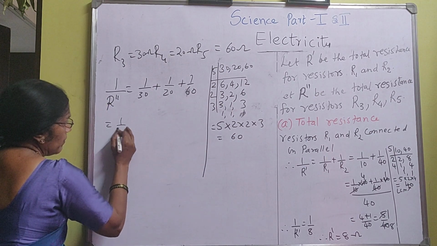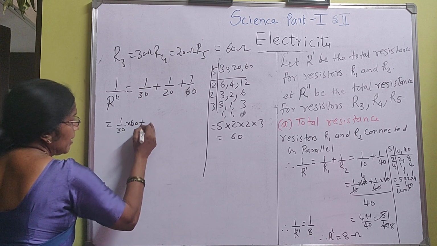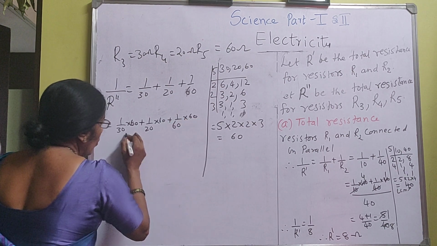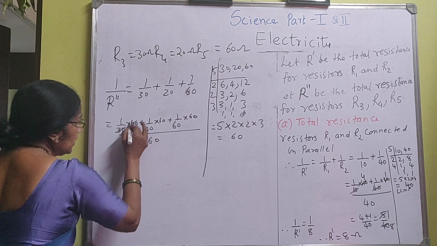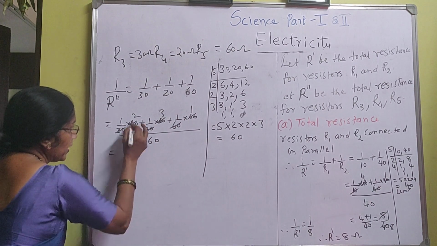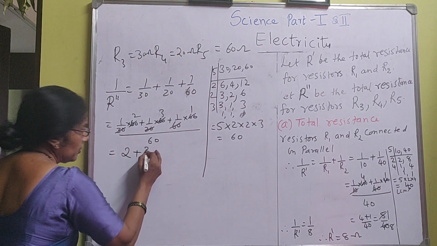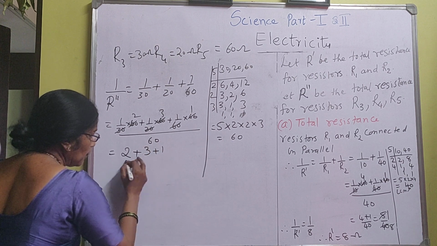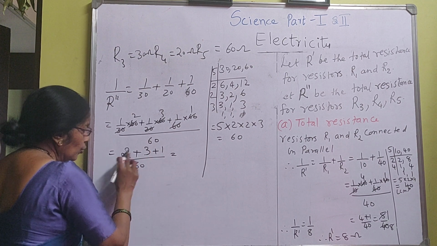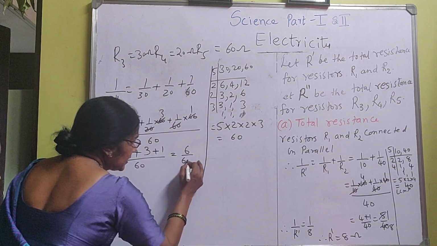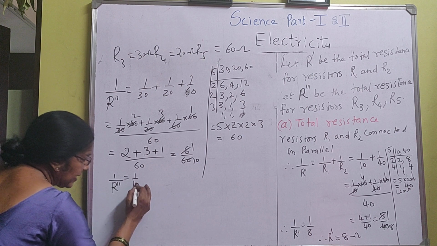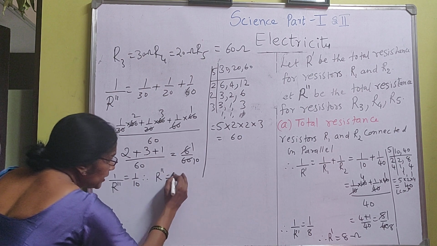Now let us take 1 by 30 into 60 plus 1 by 20 into 60 plus 1 by 60 into 60, whole divided by 60. 30 2s are 60, 20 3s are 60, 60 1s are 60. So we get 1 into 2 is 2 plus 1 into 3 is 3 plus 1 into 1 is 1, divided by 60. 2 plus 3 is 5, 5 plus 1 is 6, 6 by 60 means 1 by 10. So 1 by R double dash is equal to 1 by 10. Therefore R double dash is equal to 10 ohms.